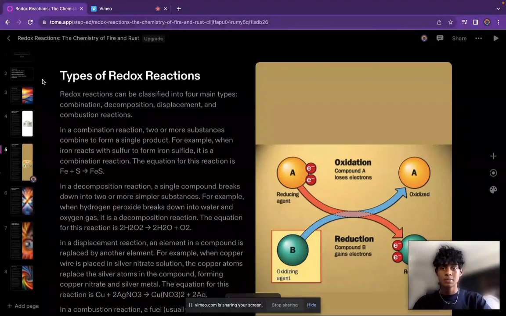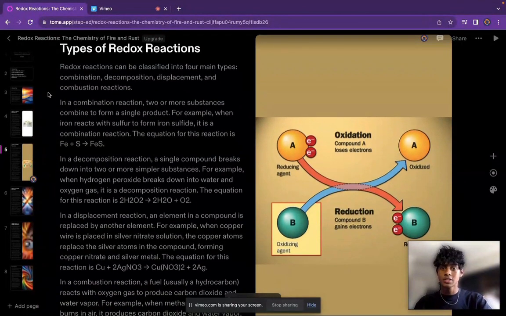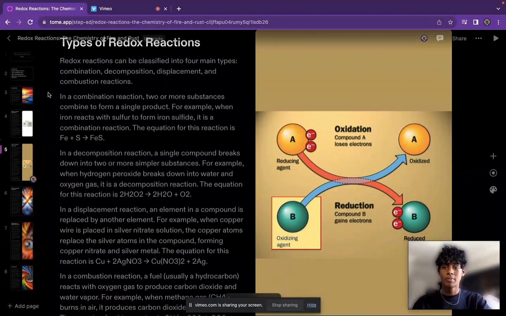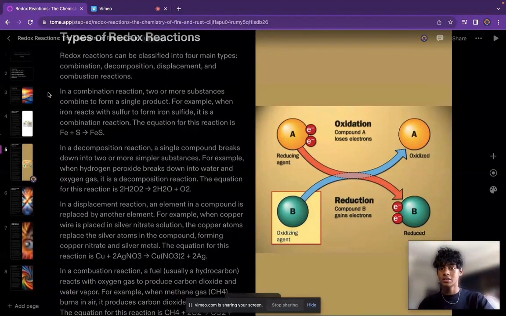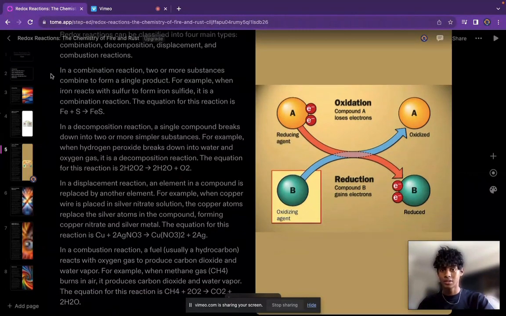So what are some types of redox reactions? Redox reactions can be classified into four main types: combination, decomposition, displacement, and combustion. In a combination reaction, two or more substances combine to form a single product. For example, when iron reacts with sulfur to form iron sulfide, it is a combination reaction. The equation for this is Fe + S gives you FeS, iron sulfide.